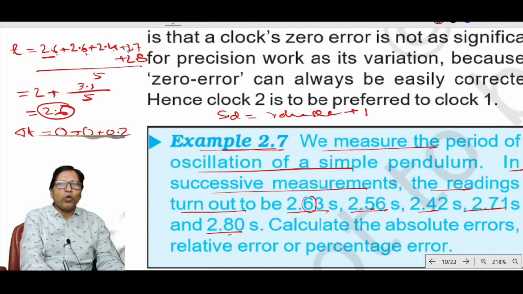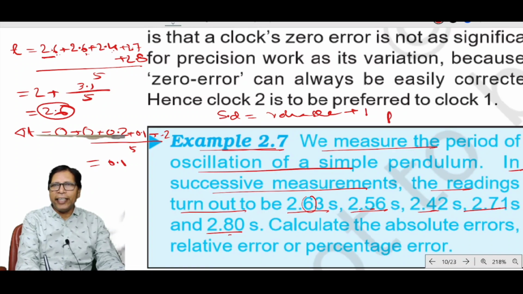Okay. Now 2.7 minus 2.6, so this is 0.1. Now 2.8 minus 2.6, so this is 0.2. The whole divided by 5, so this is 0.1. Therefore, error: T is 2.6 plus minus 0.1 second. No problem. So 0.1 second is the absolute error.